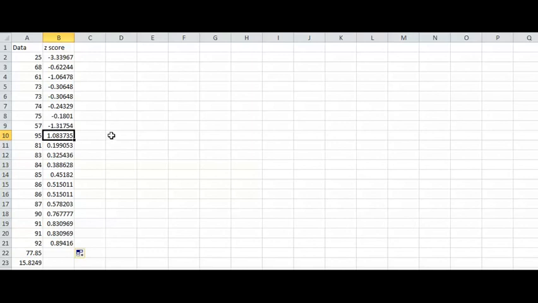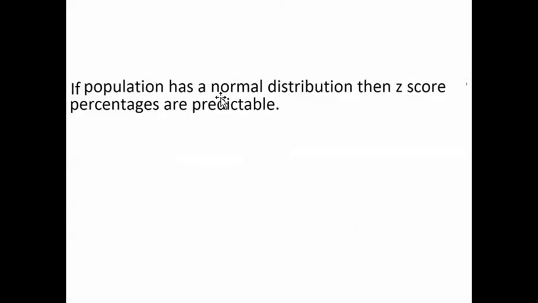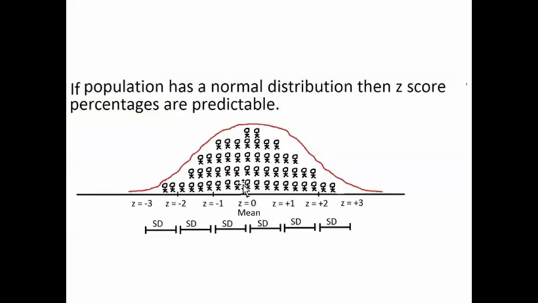Now that we've done this demonstration in Excel, I'll just make a few more points about how z-scores are useful when a population follows a normal distribution. One important point I wanted to make is that if a population follows a normal distribution, then it's possible to calculate how many people fall below a certain z-score, above a certain z-score, or between two z-scores. And here are some examples that I'll share with you.